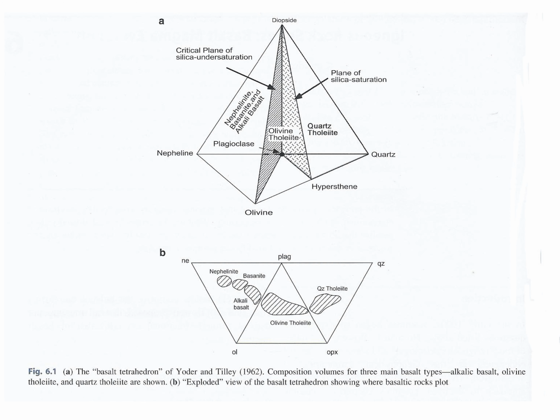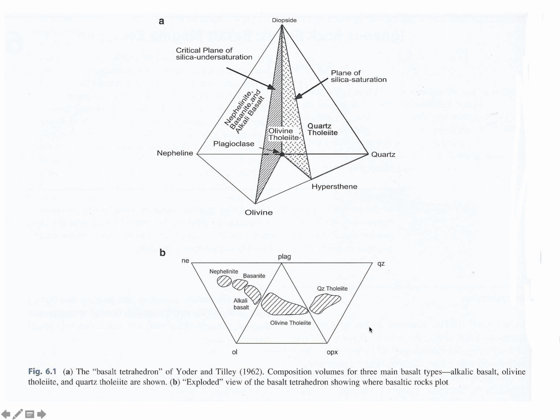Therefore we can use this relationship to classify our basalts, our typical compositions of the basalts. For example, here we have a trend starting from a quartz tholeiite over olivine tholeiite, over basanites, and to nephelinites. So that is the exploded view of the basalt tetrahedron showing where basaltic rocks plot.